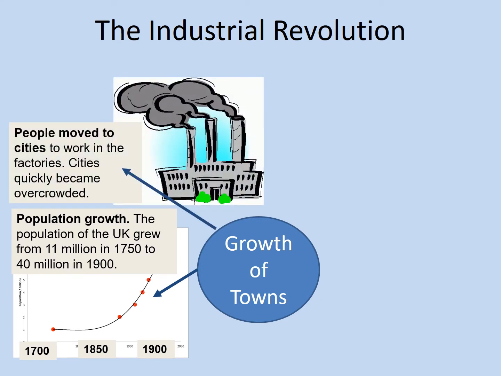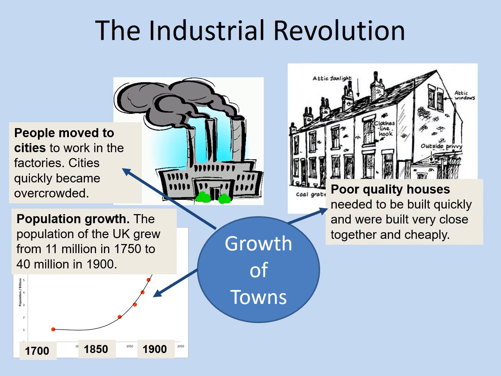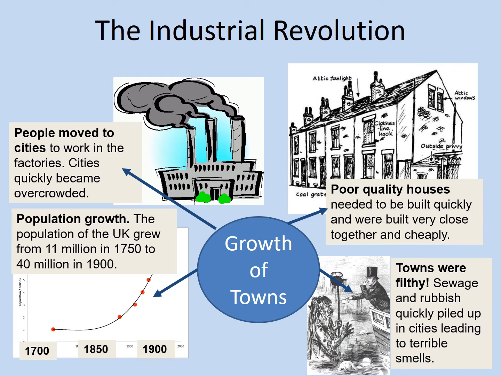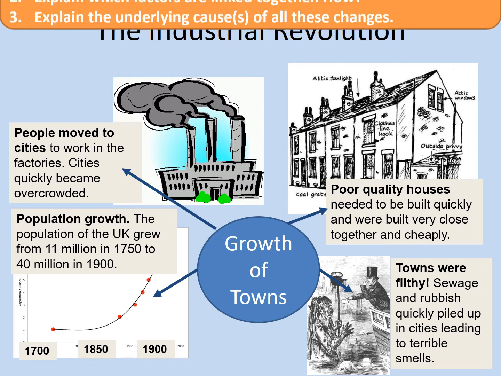Then there's the fact that people moved into the cities to work in the factories. Cities quickly became overcrowded. This was made worse by poor quality houses. They needed to be built quickly, and they were built very close together and cheaply. Largely they were built by employers for their workers, so they spent the bare minimum on them. Also, towns were filthy. Sewage and rubbish quickly piled up in cities, leading to terrible smells, and also to disease. And of course, people before germ theory associated the diseases with smells.